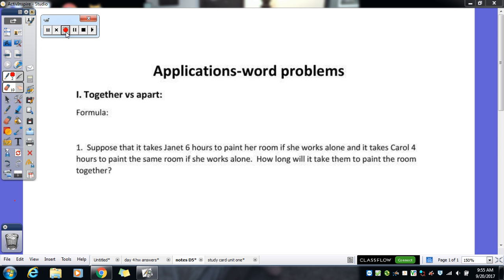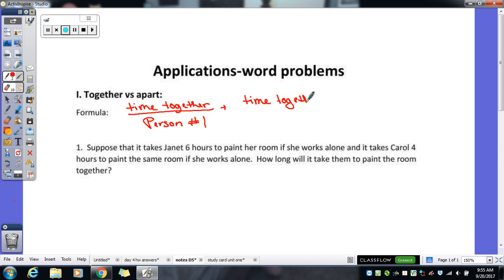So the formula you're going to use for these is time together over person number one, so however long it takes for the first person to complete the job, plus the time together over person number two. If we had a third person, it would be time together over person number three. But it's going to equal 1, because it always equals one whole job. So whatever job they're doing, one whole job. That's what we're trying to figure out.